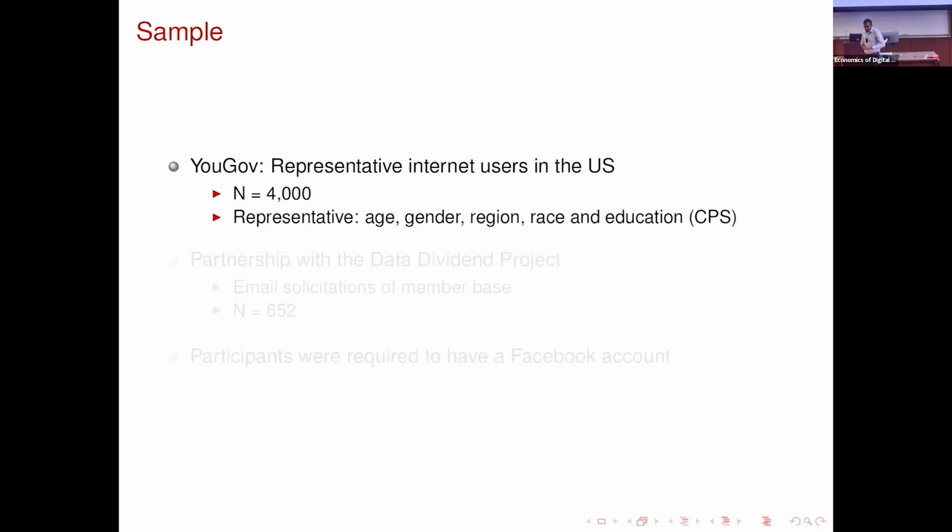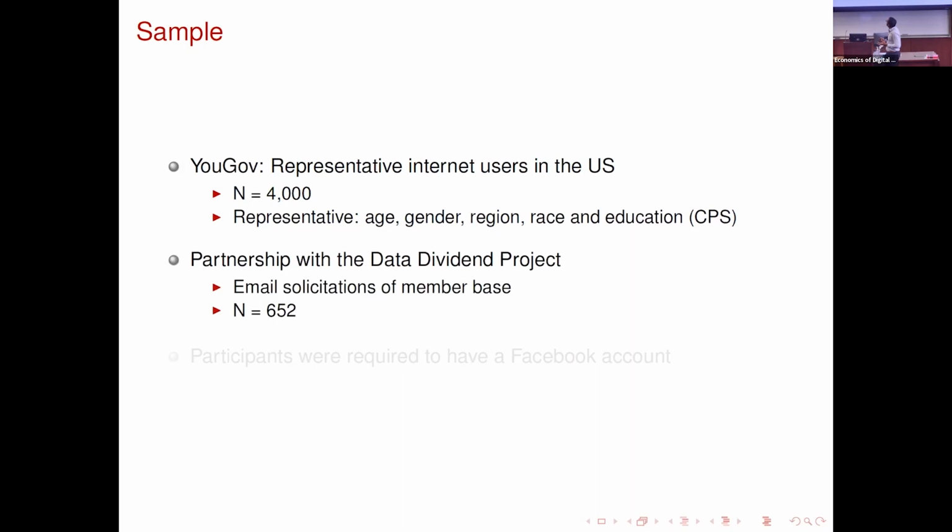So basically what we do is we run an online experiment where we solicit people's valuations for their Facebook data. The main experiment is done by partnering with YouGov. We get a representative sample of the US national population, around 4,000 people, and that's where we do most of our studies. We also do a parallel study where we have partnered with the Data Dividend Project, which I was talking about earlier, which is a non-profit.